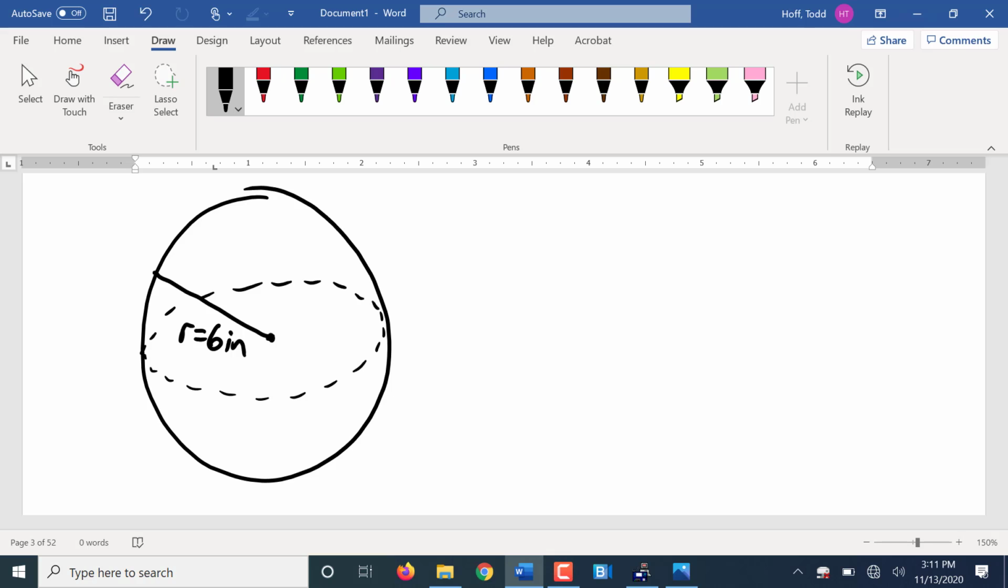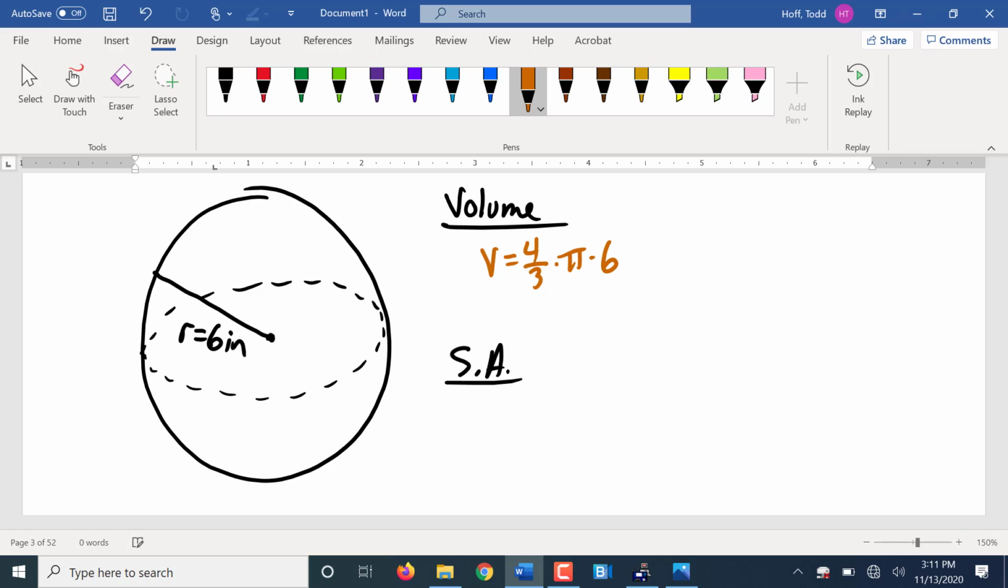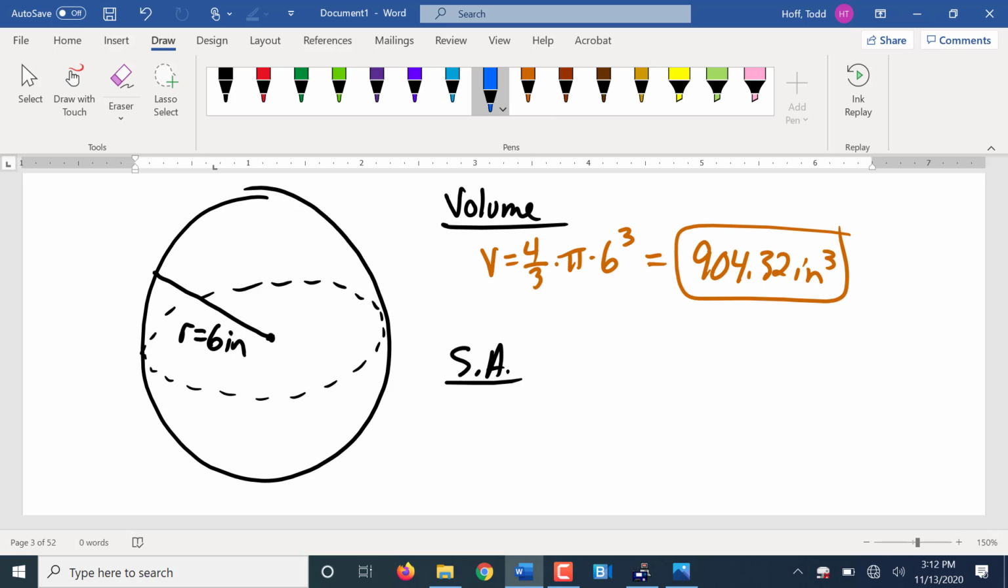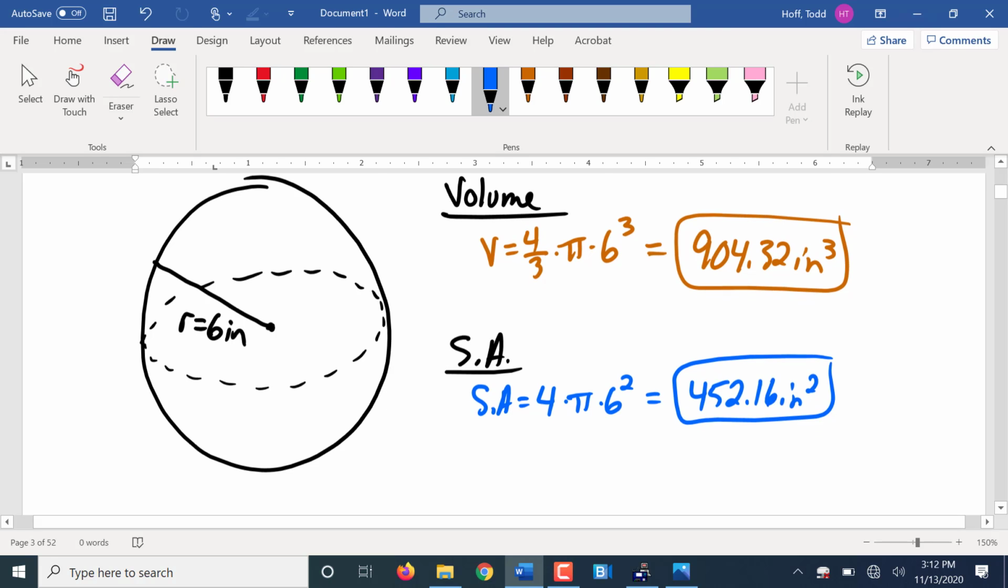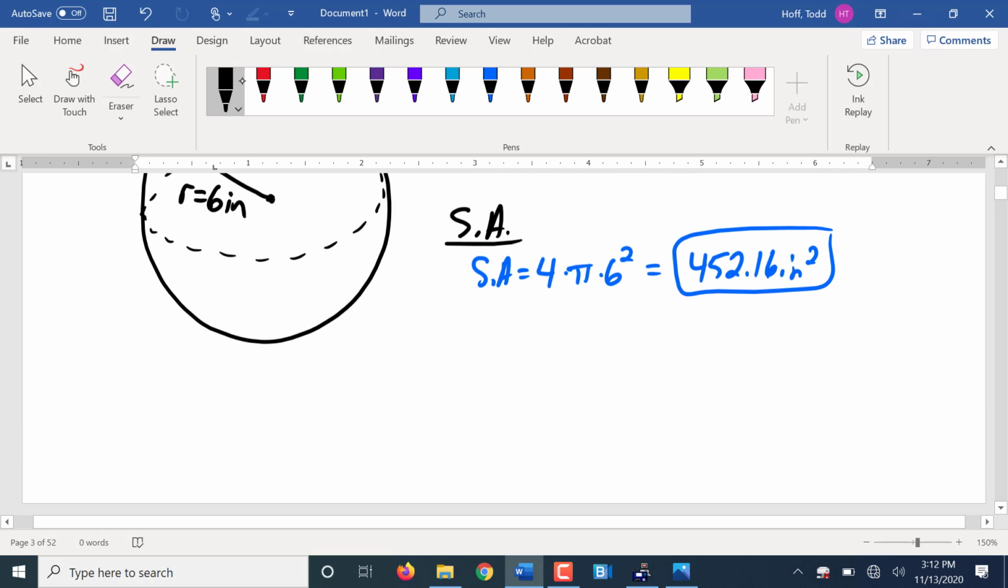So if I give you a sphere with a radius of 6 inches, tell me how to find the volume. 6 cubed, perfect. 904.32 cubic inches, perfect. For surface area, what do we do? Perfect, 452.16 square inches. Not so bad. So everybody get those down.